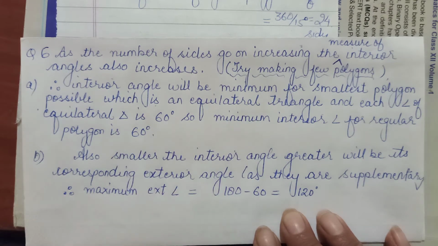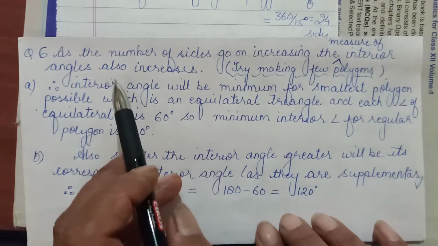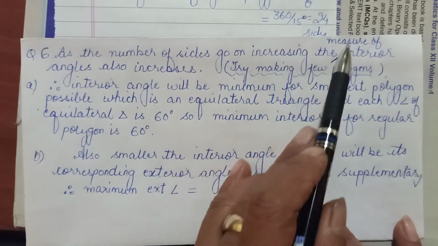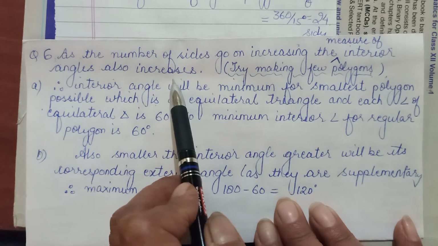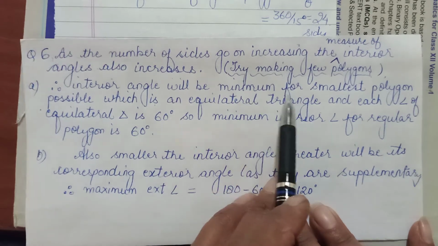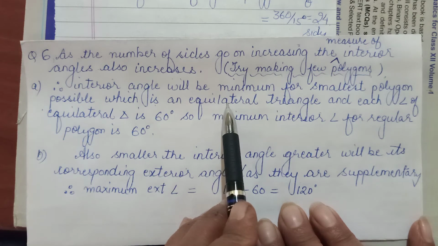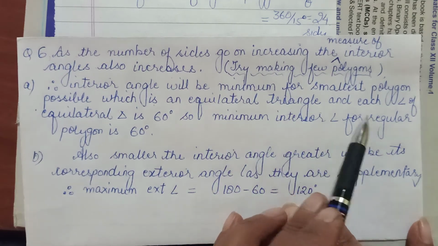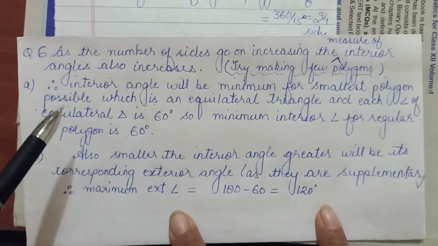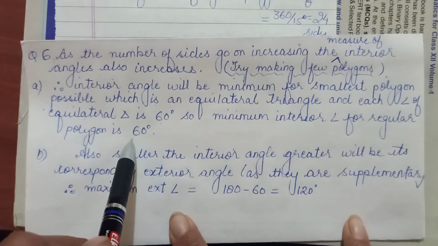So if you go on increasing the number of sides, you'll see the angle in between the sides goes on increasing. Okay, so I've written out here that as the number of sides goes on increasing, the measure of the interior angle also increases, right? And because of that, the interior angle will be minimum when we have the smallest polygon, and that smallest polygon is a regular polygon because we are talking about an equilateral triangle, and we know the measure of each angle of an equilateral triangle is 60. So that is why the minimum interior angle possible for a regular polygon would be 60 degrees, right?